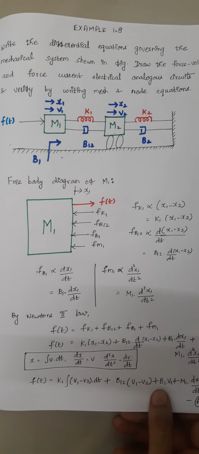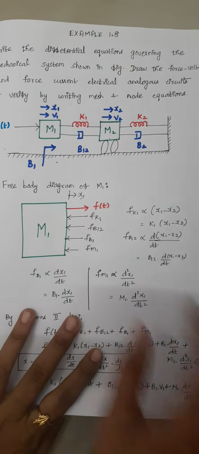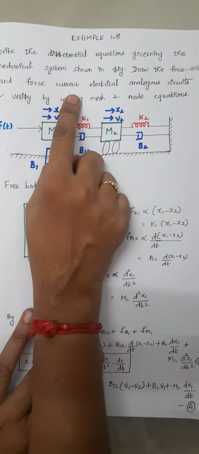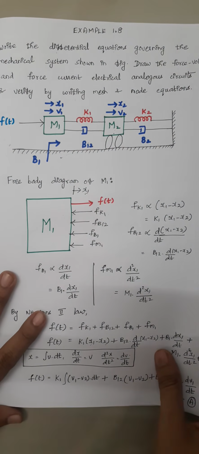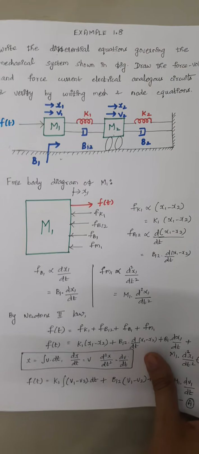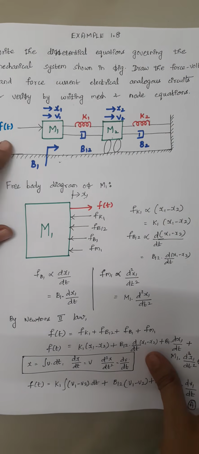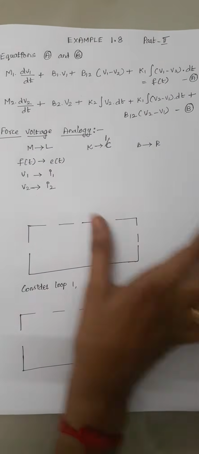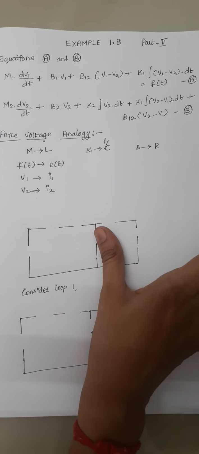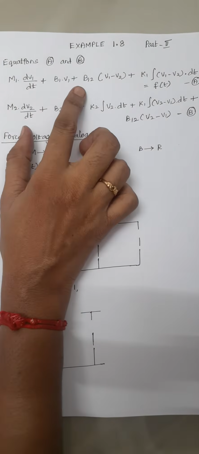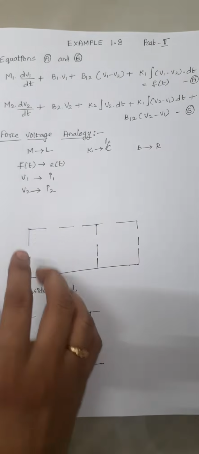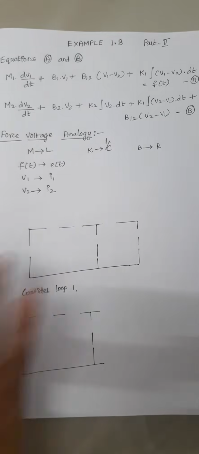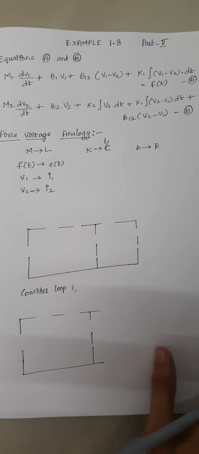Today we are going to solve the next part of example 1.8. That is, we are going to draw the force voltage and force current electrical analogous circuit, and also write mesh and nodal equations. So this is the given problem, and from this problem we had obtained two equations, namely equation A and equation B. Everything is represented in terms of velocity here. With the help of these equations, we are going to write the force voltage analogy first and then the force current analogy later.